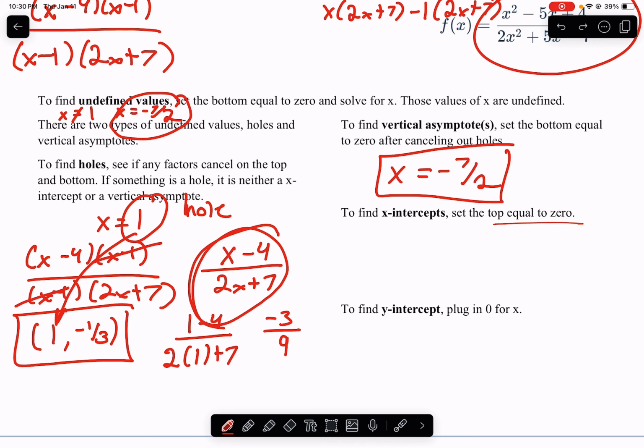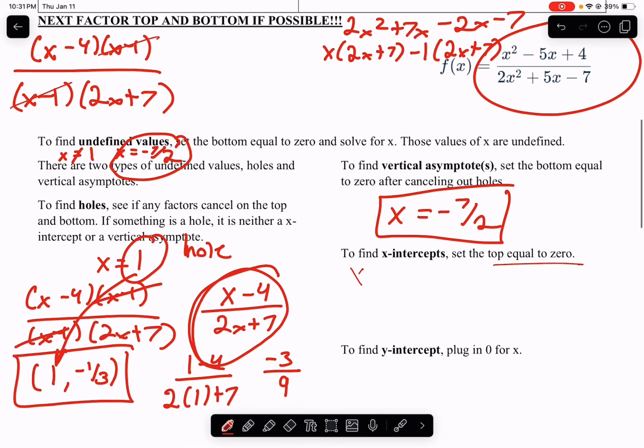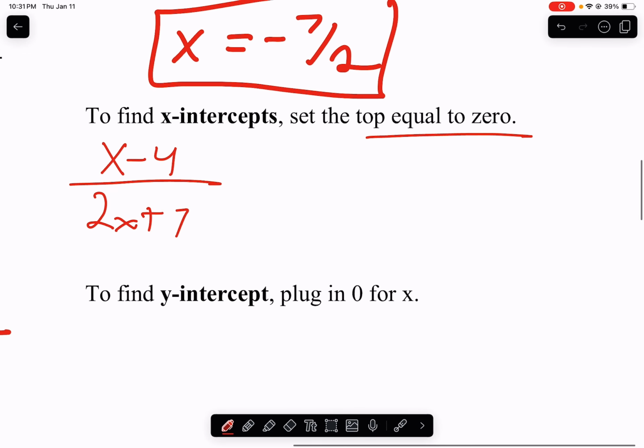All right, so let's go back to this example we had here. On our example, these guys canceled, right? So after we simplified, we were left with x minus 4 all over 2x plus 7. If you recall, that was just from this problem here, okay? That was our simplified version of the rational. So how do you find x-intercepts? Well, x-intercepts occur when your y value is 0.